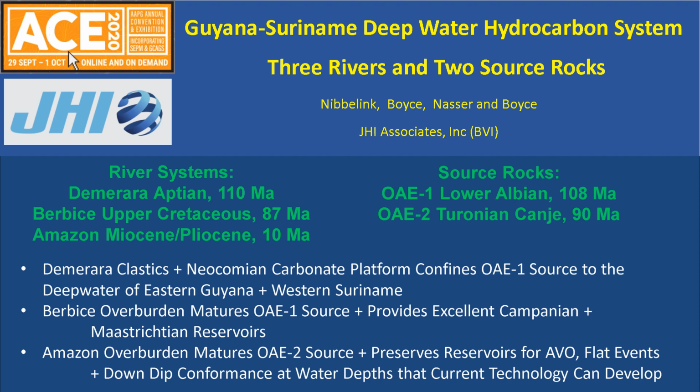And the third part of the story is the Amazon. The Amazon river system moves north of the equator about 10 million years ago, and shelf currents drive that Amazon sediment to the north into the Guyana Basin. This overburden matures the OAE2 source, in fact may push it into the gas window at the prograding edge. It also preserves the reservoirs at a very significant depth below mudline, with good porosity and permeability for AVO, flat events, and down-dip conformance, and also puts these reservoirs in water depths that current technology can develop.